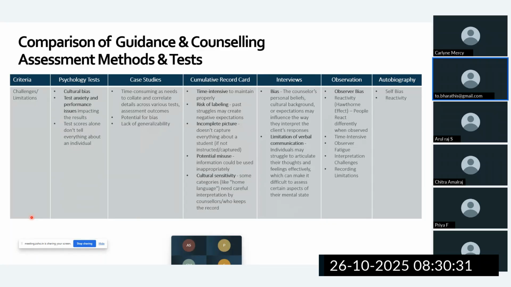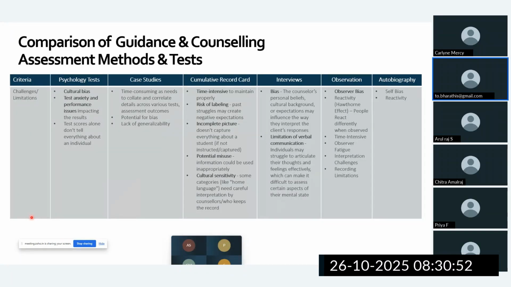So I need to be really careful. That's where the counselor's expertise is going to come in, whether it is relevant for this particular thing, so that this cultural bias is aligned and removed. And the anxiety that may come when a child or an individual takes a test, right? And it is again a challenge. I cannot use it independently.